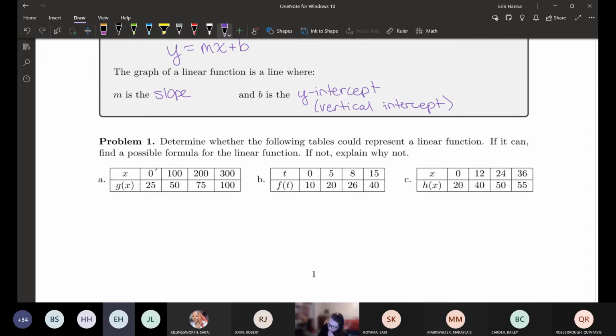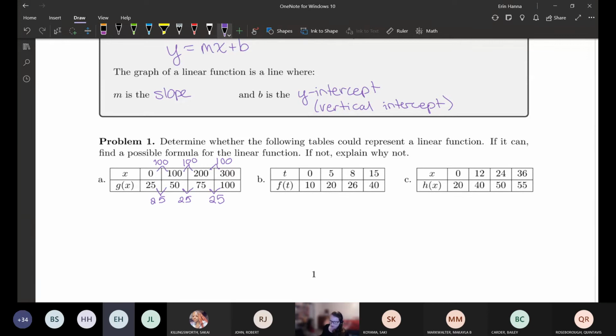Might look a little silly, but essentially what I do is I like to just look at what's happening between these values. So between 0 and 100, we increase by 100. From 100 to 200, we increase by 100. And then from 200 to 300, we increase by 100. And then I'm going to check what happens with these g of x, y values as well. So from 25 to 50, we go up 25, we go up 25, and we go up 25. Now this looks like it's probably going to be linear because all of those numbers are the same.